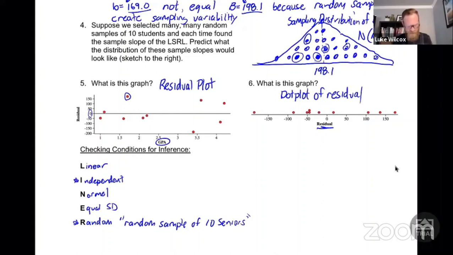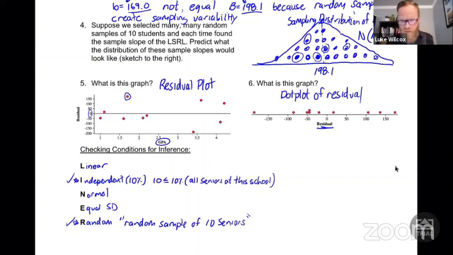Now, the next one that we already know how to do is the independent condition, also known as the 10% condition, which is an issue if you are sampling without replacement. And in this particular case, we are sampling these 10 seniors without replacement. So we do have to check the 10% condition. So the 10% condition here would say that the sample is less than 10% of the population, which is all seniors at this school. And actually, we know that there are 330. So I would definitely say that the independent condition is satisfied.